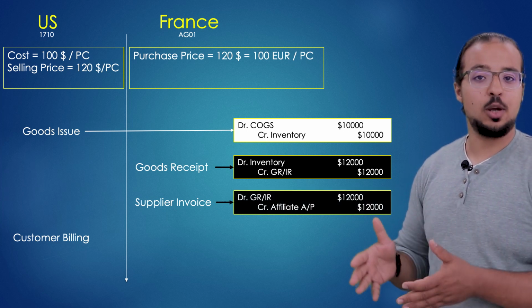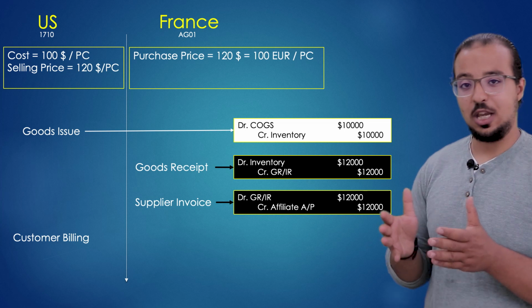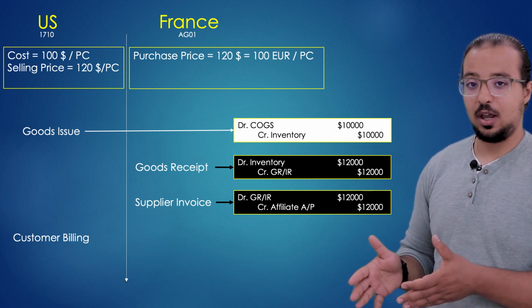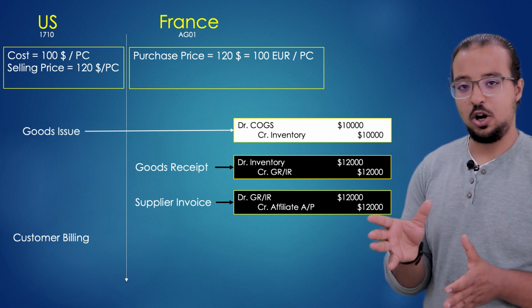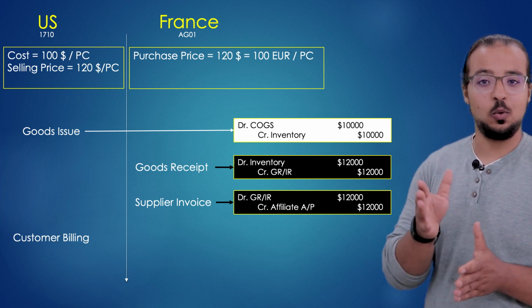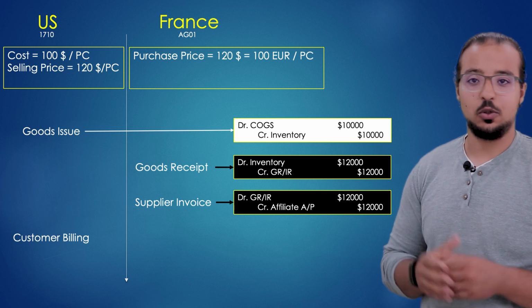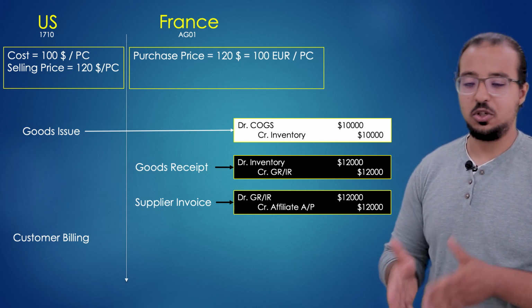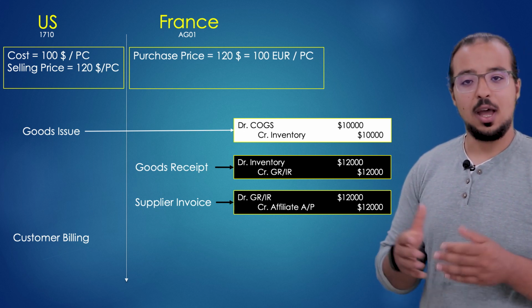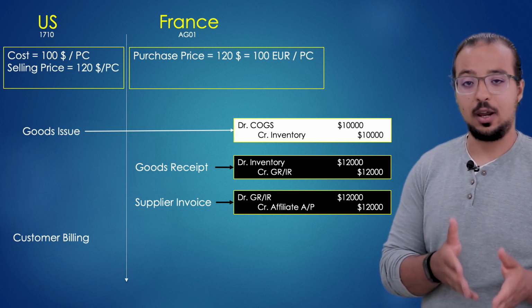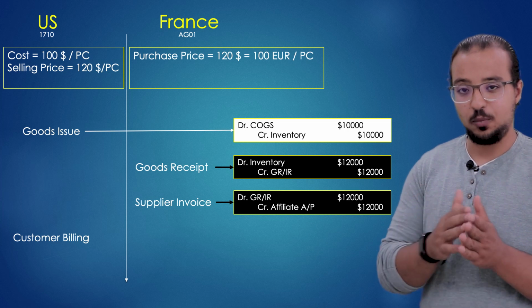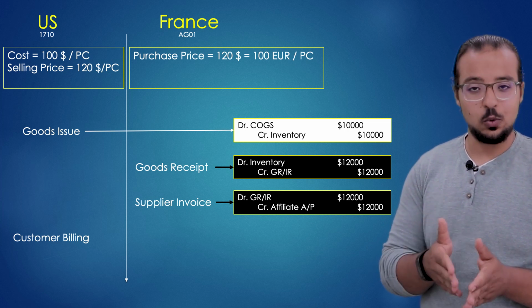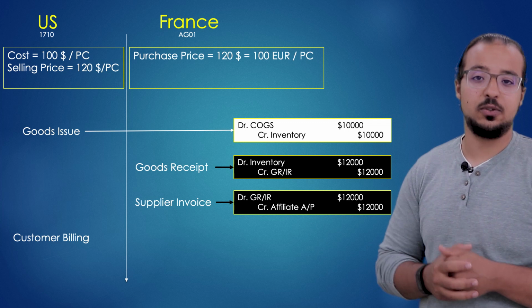Then we post the intercompany supplier invoice in France. And here we have a debit to the GRIR account and a credit to the intercompany vendor. And the value of the GRIR will be exactly the same as the one we posted when we did the goods receipt. So it will be 10,000 EUR, which is equal to 12,000 USD. And we also have a credit to the supplier account for the same value of the purchase order. So the total value of purchasing, which is also 10,000 EUR or 12,000 USD.